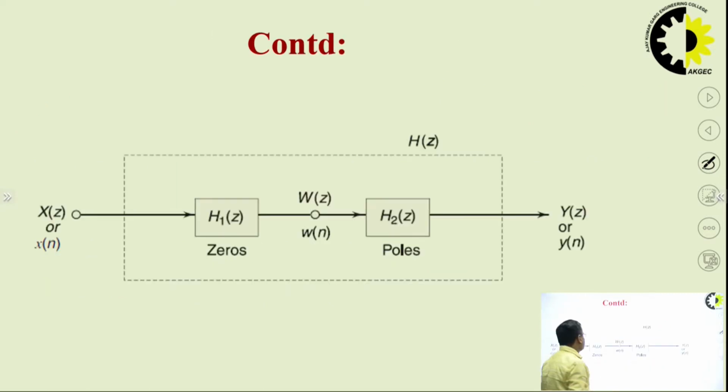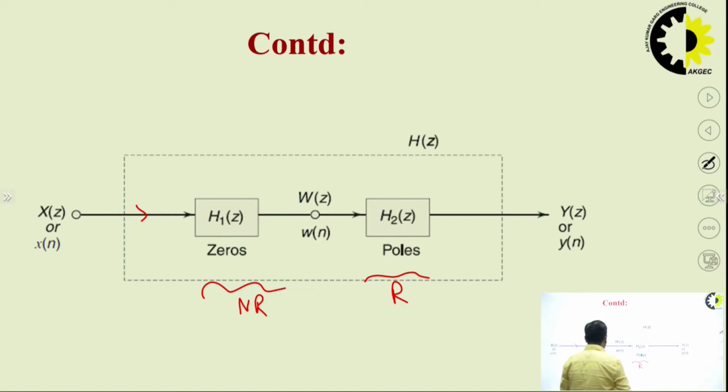So this will be the structure if you realize it using direct form 1. This will be the block diagram. Here you are giving the input. At first you have to realize the non-recursive part, and second, you have to realize recursively. At first, you have to realize the numerator part of H of Z, because that shows the non-recursive term. After that, you have to realize the denominator part of your H of Z.